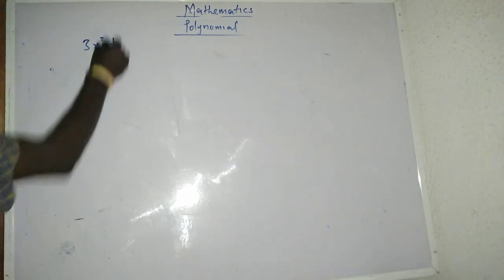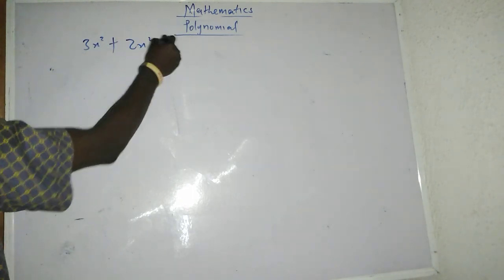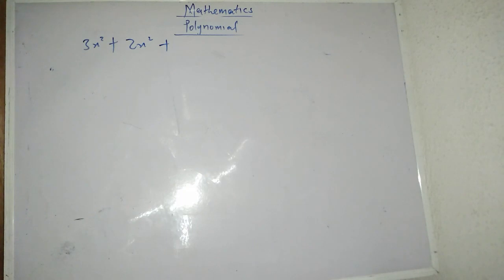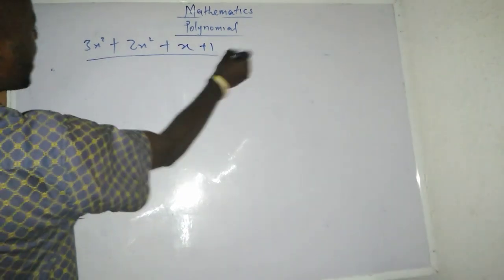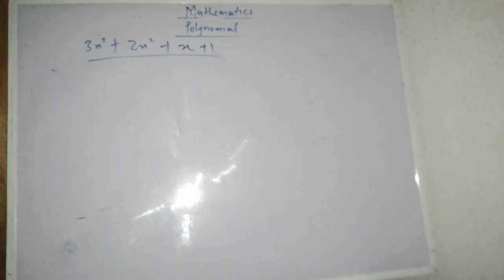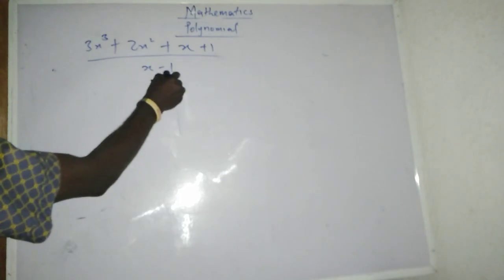For instance, if I have 3x cubed plus 2x squared plus x plus 1, I want to divide it by x minus 1. How will I go about dividing? This is a cube. Now, the solution to this problem.